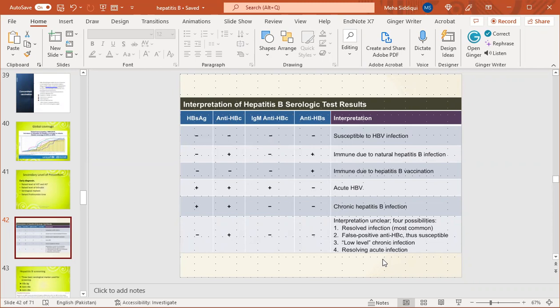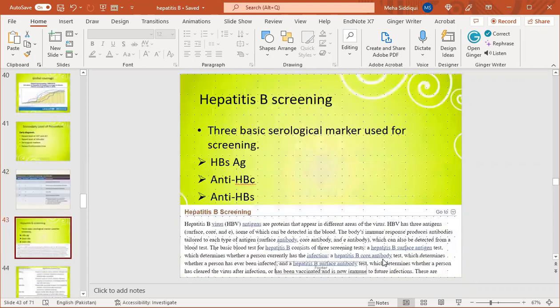There could be 4 possibilities: resolved infection, which is most common, false positive anti-HBc, low level chronic infection, or resolving acute infection. Hepatitis B screening. These are the 3 main serological markers that are used for screening. The blood test for hepatitis B consists of these 3 screening tests: the hepatitis B surface antigen test, which determines whether a person currently has the infection; the hepatitis B core antibody test, which determines whether a person has ever been infected; and the hepatitis B surface antibody test, which determines whether a person has cleared the virus after infection or has been vaccinated and is now immune to future infections.